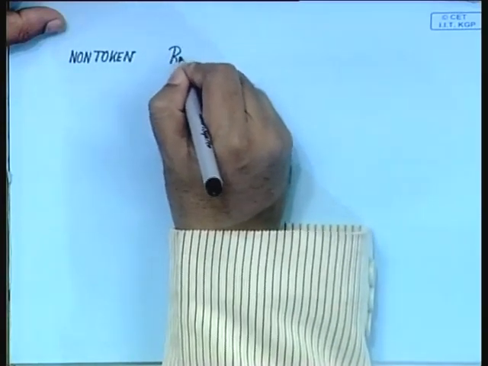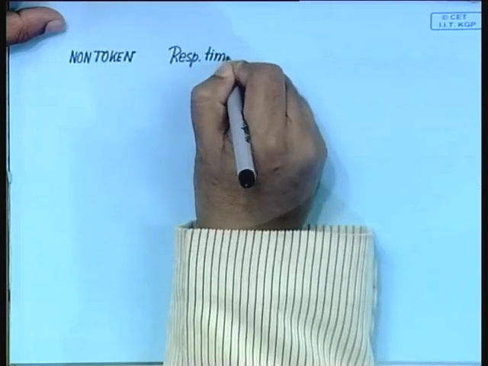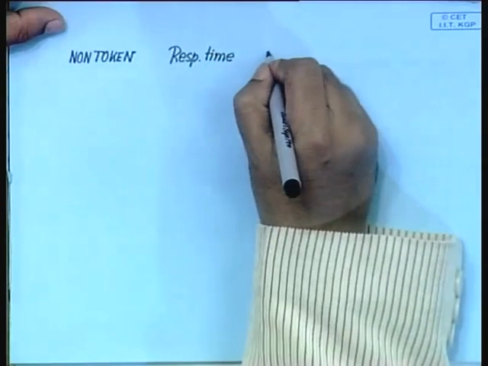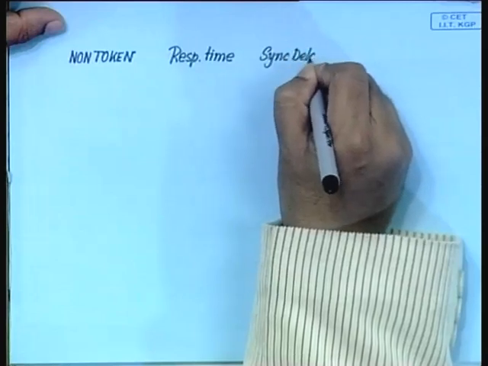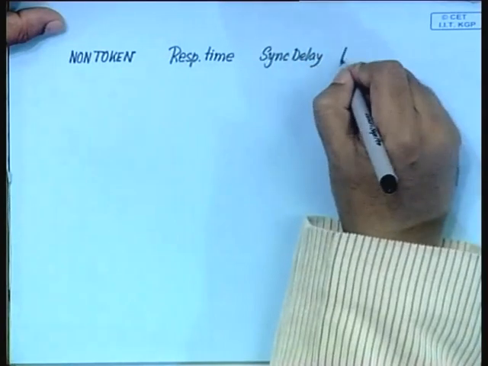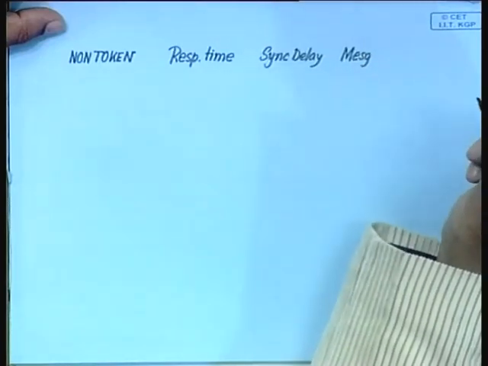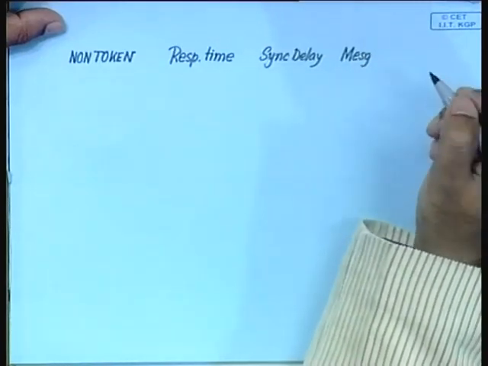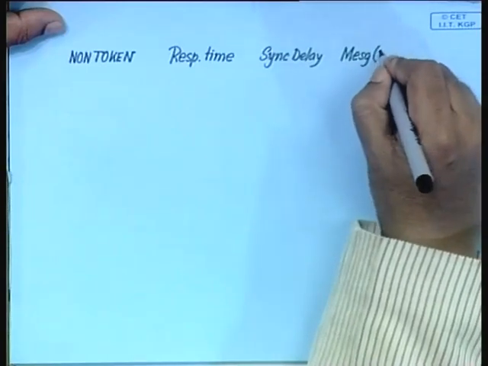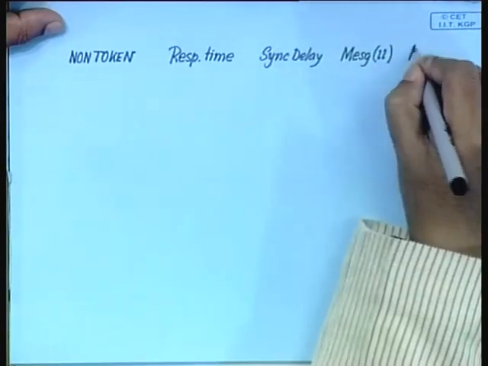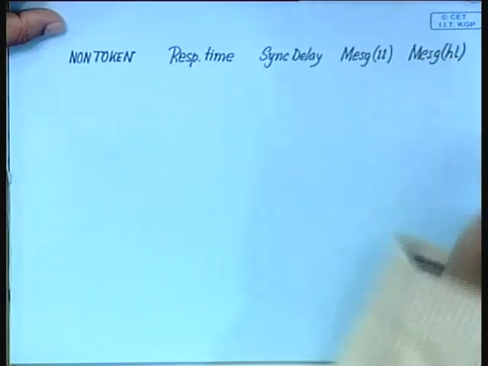And let us look at the response time, the synchronization delay, the message complexity. There are two types of message complexity that we are talking about here: message complexity under low load and message complexity under high load, LL and HL.